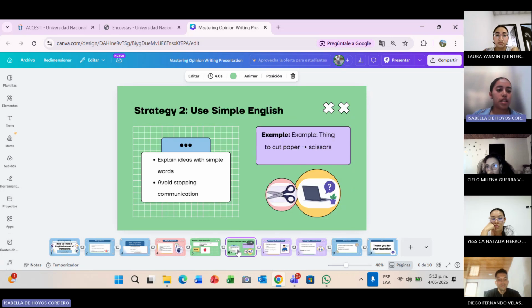The second strategy is to use simple English. If you don't know a word, don't stop speaking. Try to explain it in another way. For example, if you don't remember the word calculator, you can say it's a machine used to do math. Or if you don't know scissors, you can say it's something you use to cut paper. This helps you continue speaking without fear.